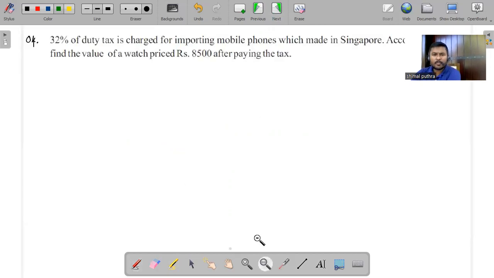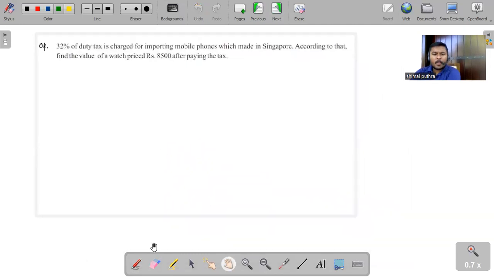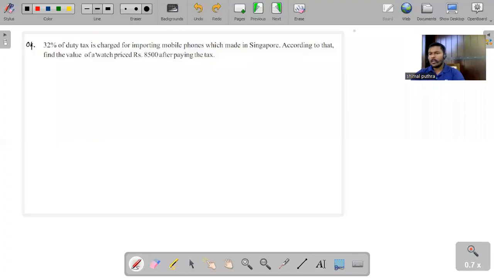Let's move to the next one. Fourth one. Please read this quickly and find the answer. Okay, let's find the answer for this one. I hope you found the answer. So there is something I have to correct. There is a mistake. This should be phone.